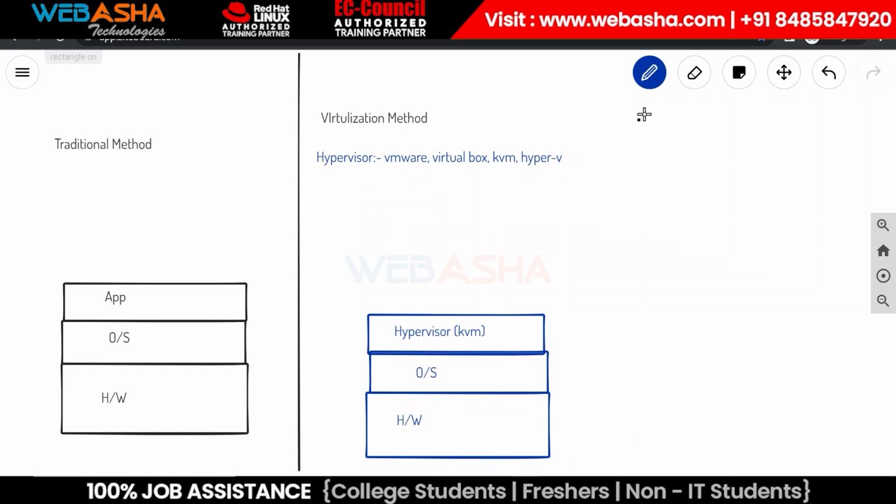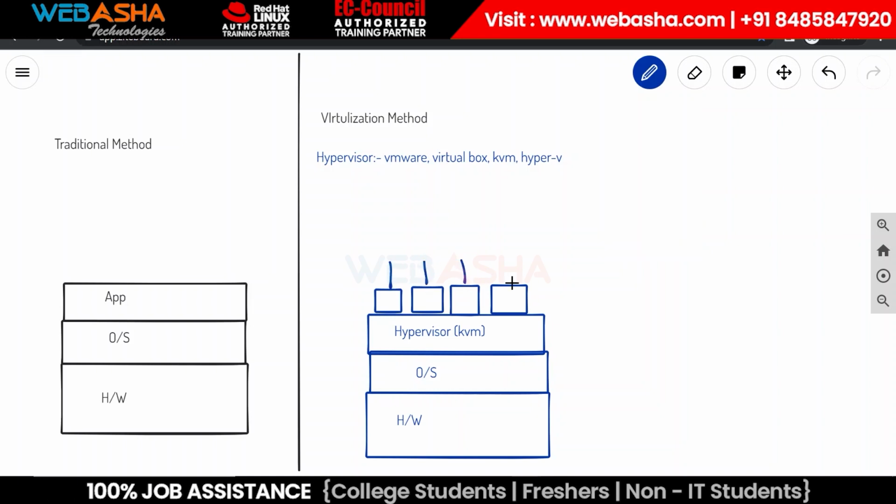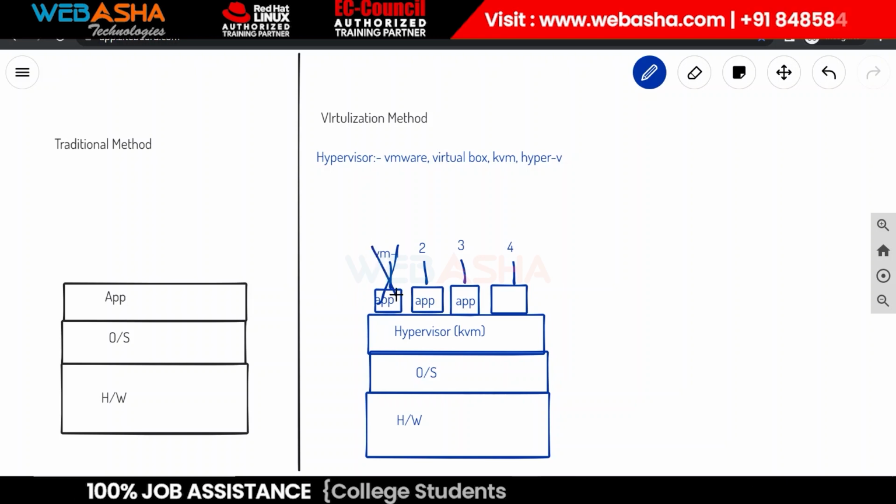Now these hypervisors allow you to create a number of virtual machines, your VMs. Inside these VMs you can configure your applications. We can say we have VM1, VM2, VM3, and VM4, and inside them you can deploy app1, app2, and so on. If anything goes wrong in VM1, the other machines remain the same and keep working fine, so the problem will not impact any other system.